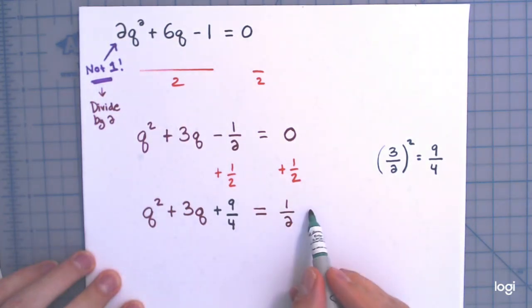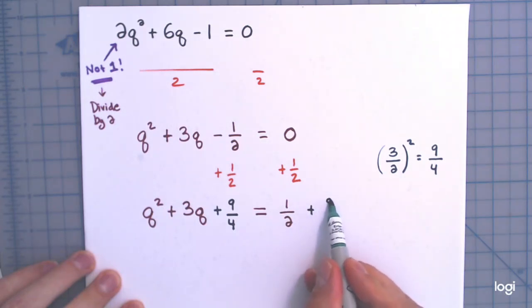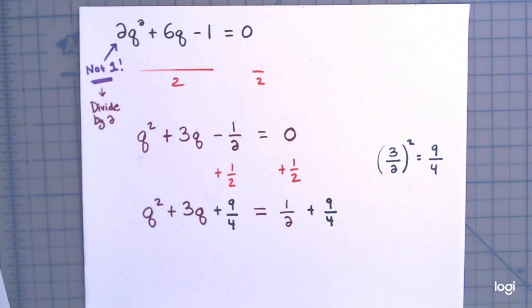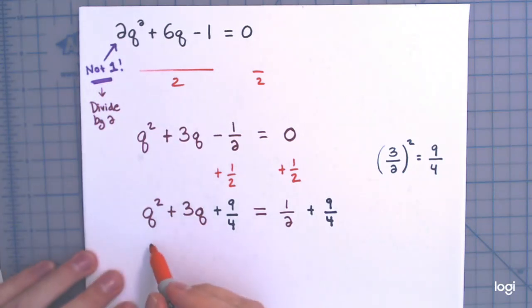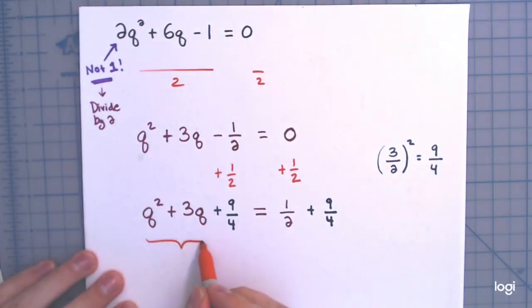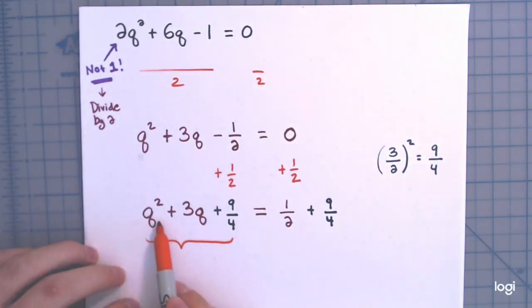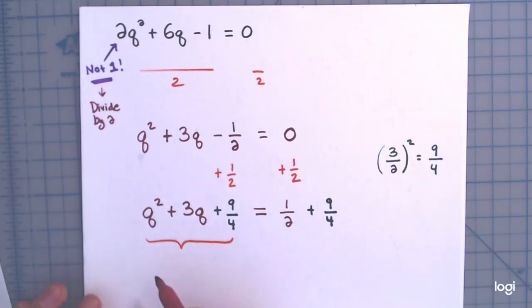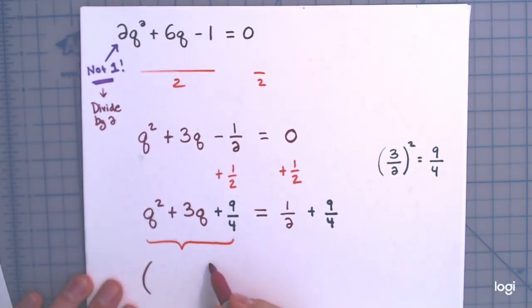And I do the same to the other side. Do not forget that this is an equation, right? What you do to one side, you must also do to the other. Keep it balanced. Now, the adding of 9/4 makes this expression on the left side a perfect square trinomial. So it should be able to be factored as such, right?